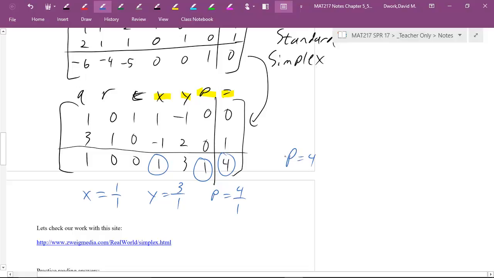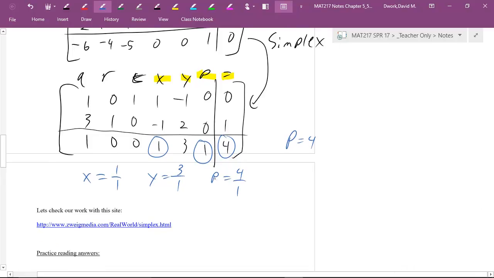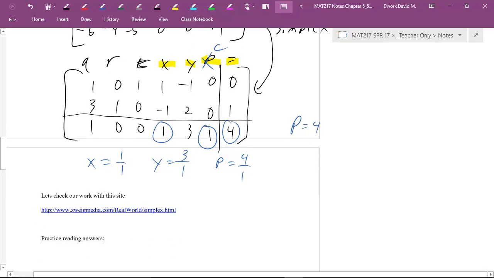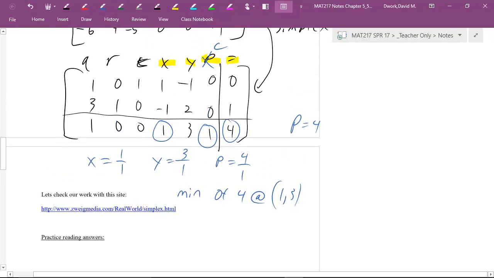So there you go. The answer to this system is, and also remember, we flipped it. We didn't originally have p, we had c originally because we were talking about minimization. So it really doesn't matter. We just have a min of 4 at 1, 3. And there you go. That is usually the most confusing part of any of these problems.